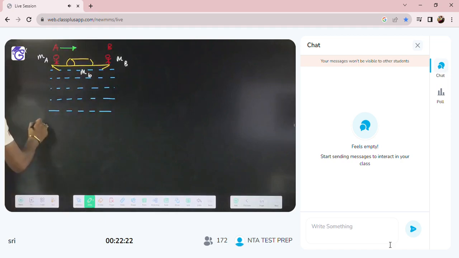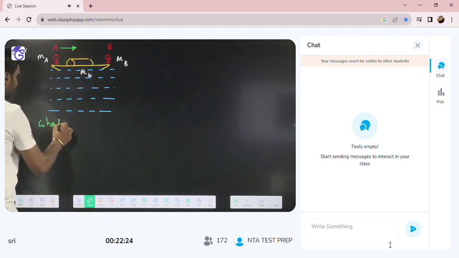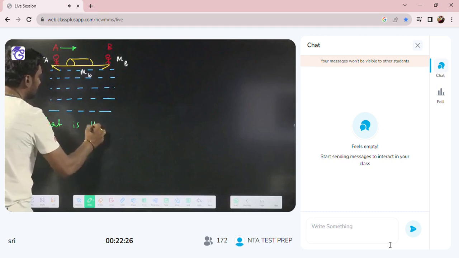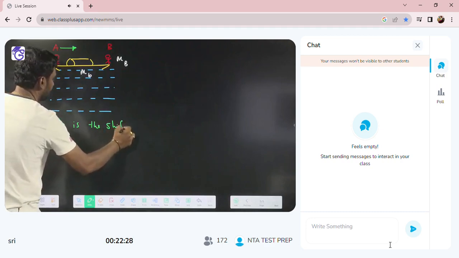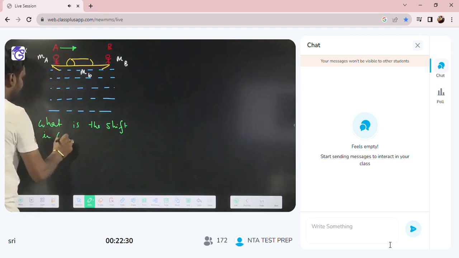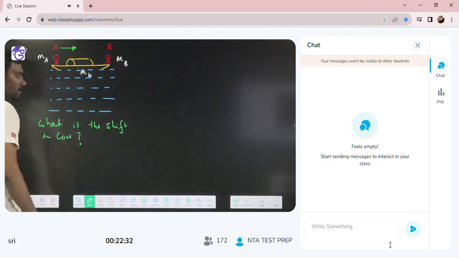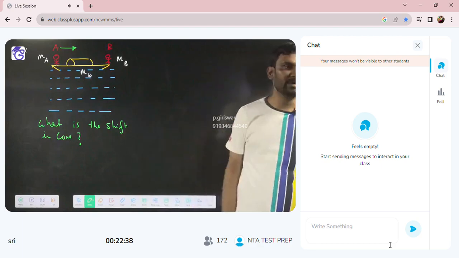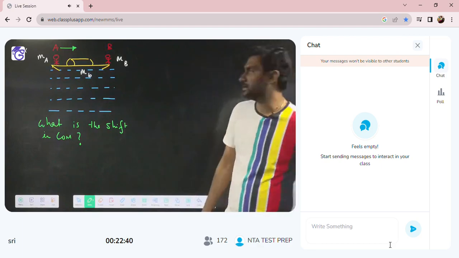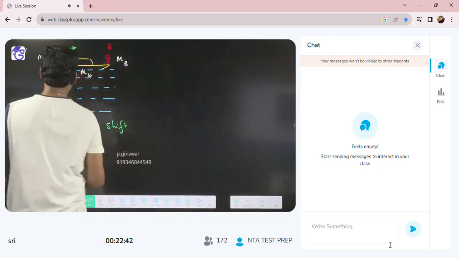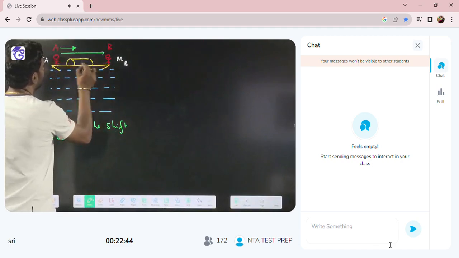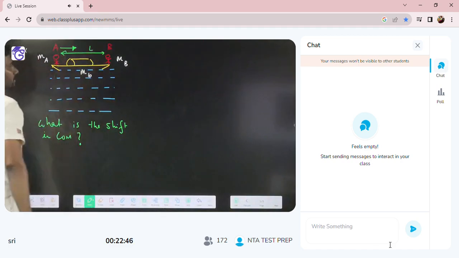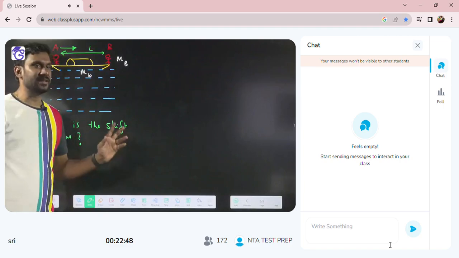Question is, what is the shift in center of mass? PYQ basically, different mass values are given. Mass of the boat is also being provided. Length of the boat is also provided. Suppose they have given you this length is L, buddy. They have said that this length is L. So all values are given and they are asking what is the shift in center of mass.